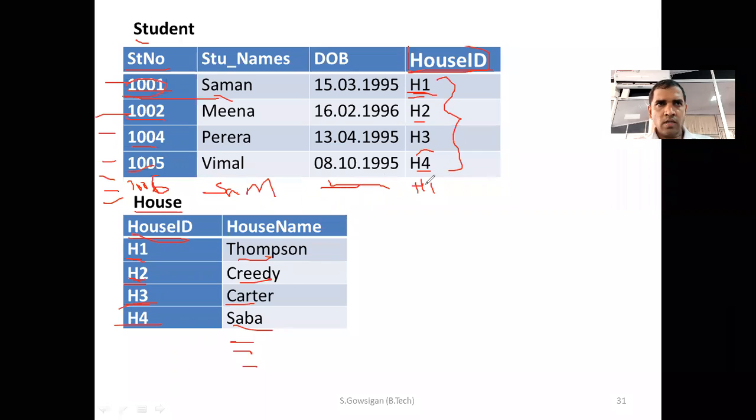He has a date of birth and he can be H1. He belongs to H1, which means Thompson. He also belongs to the same house. So now look here, house ID repeated.